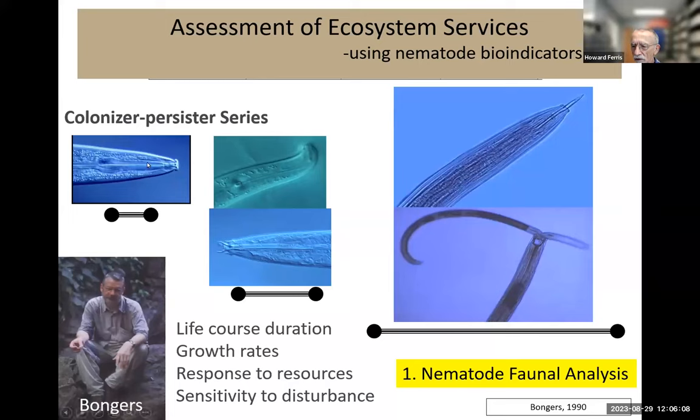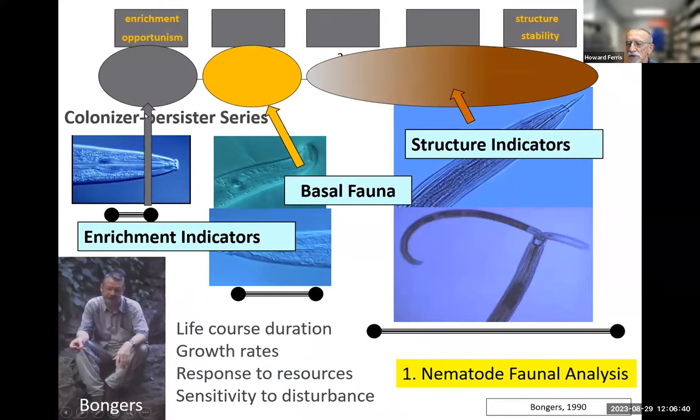Generally, these are feeding on bacteria or bacteria and fungi. And then others are predators, either generalist predators or specialist predators, but almost always more sensitive to adverse conditions than the others in the series. Based on life course duration, growth rates, responses to resources, and sensitivity to disturbance, Bongers separated nematode families into those that are enrichment indicators, those that are basal fauna, and those that are structure indicators.